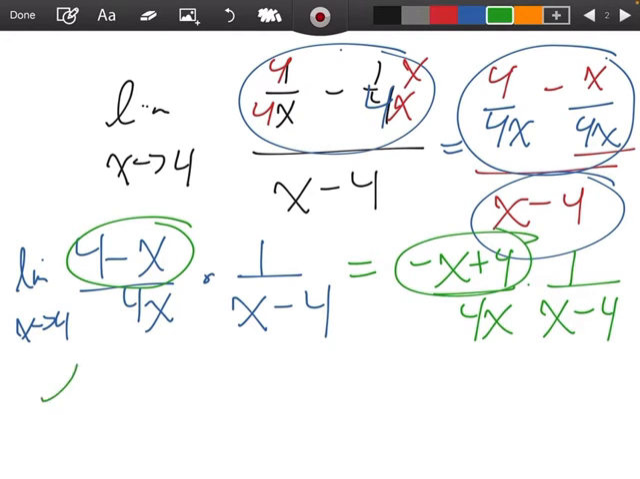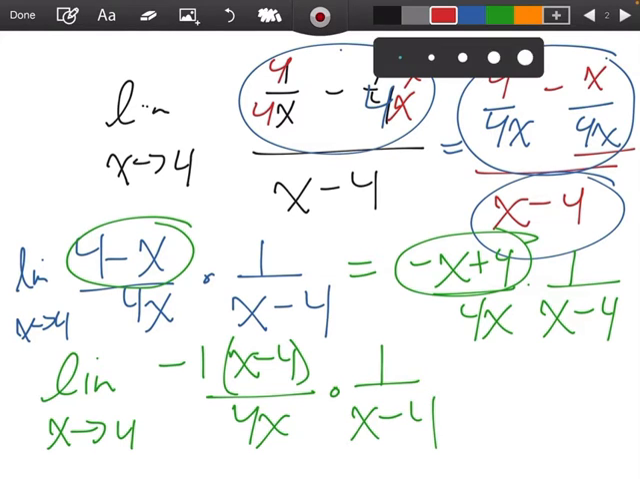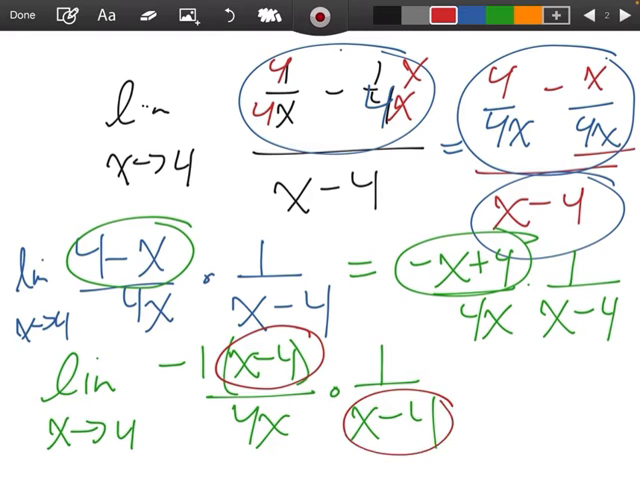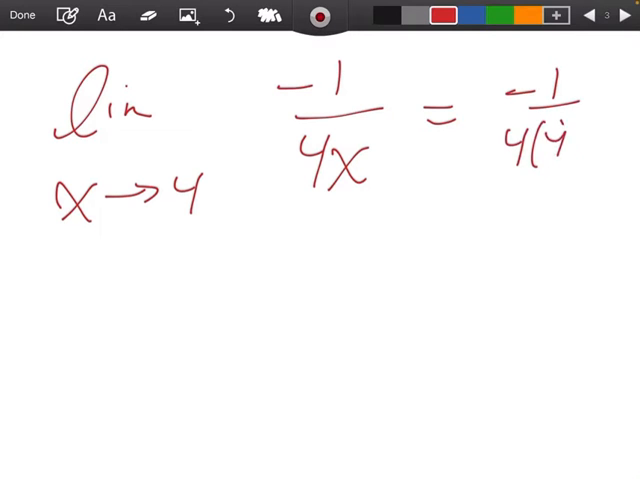And from here, what I'm going to do is factor out a negative 1. Okay, so now we can see, hey, you know what? This factor and that factor are going to cancel out. So what we're left with is a negative 1 over 4x, okay? So remember, we're taking the limit as x approaches 4 of negative 1 over 4x. That's going to be a negative 1 over 16, okay? So we found our limit, negative 1 over 16.